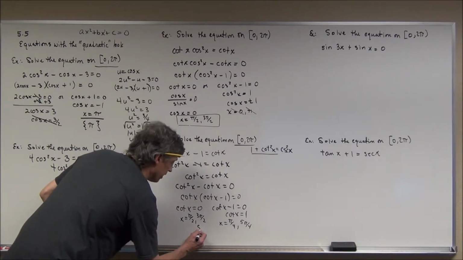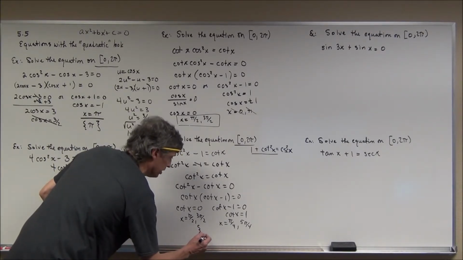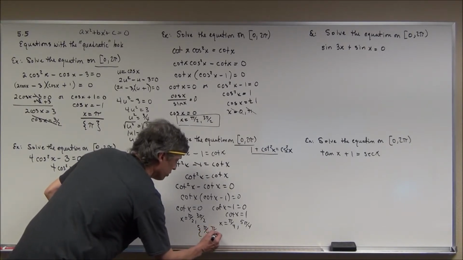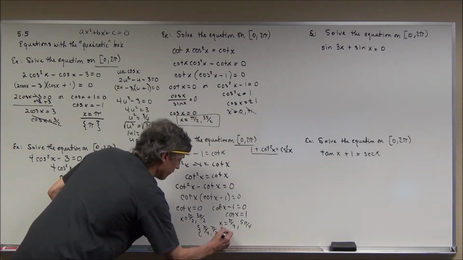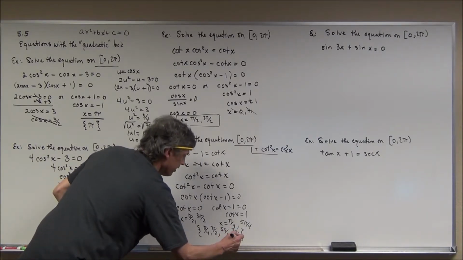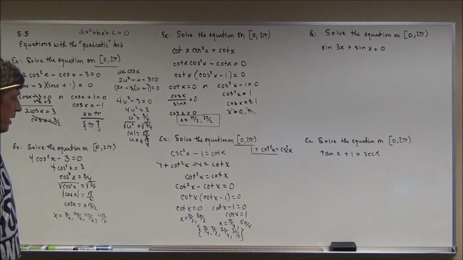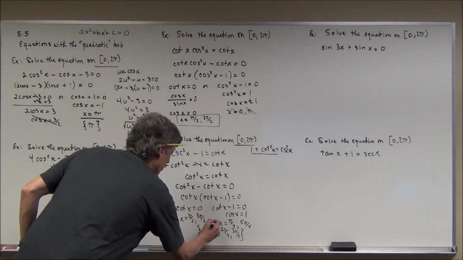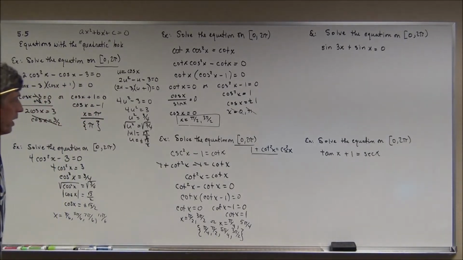Here it might be a good time to use my set notation. I like to put them in order, so I'll put pi over 4, pi over 2, 5 pi over 4, 3 pi over 2. I like to have the numbers increasing from left to right when I can. If you left it like this, maybe stuck the word or in, that would probably be okay as well. Just depends on the directions.